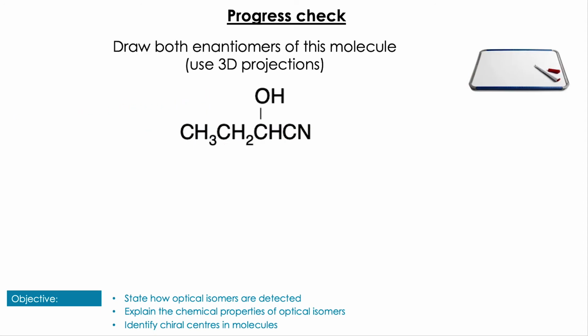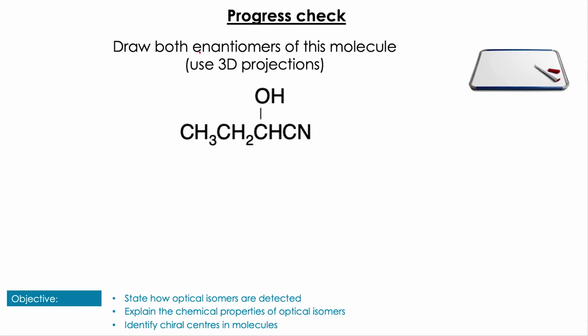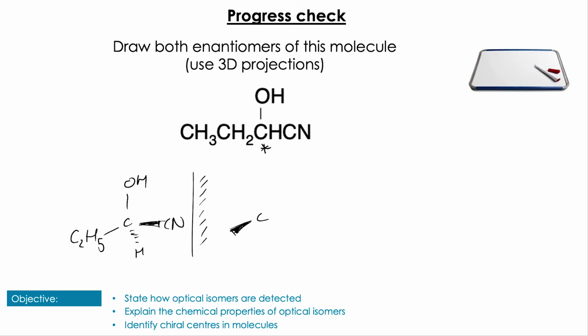Next question. Draw both enantiomers of this molecule using 3D projections. Pause the video for that. Pop them up. So once you've identified that it's the carbon attached to the cyanide group, you're just going to follow the same principles. Draw it out with a 3D projection from that carbon and then just draw the exact reflection. Remember, the reflection, the mirror image, is always going to be the enantiomer for that chiral molecule.